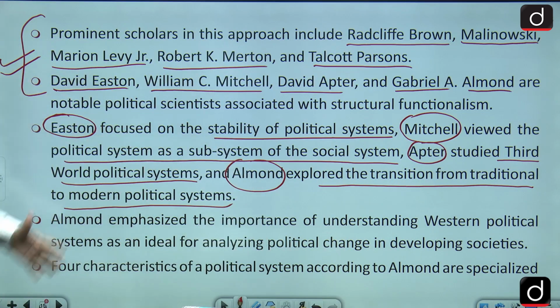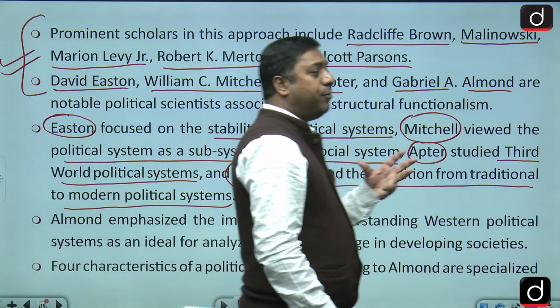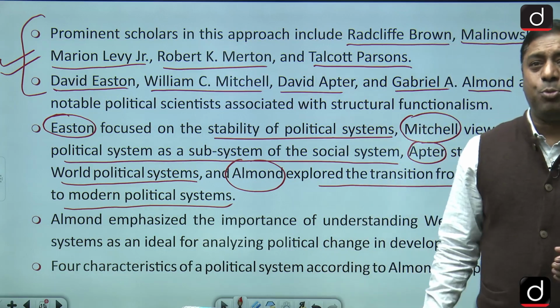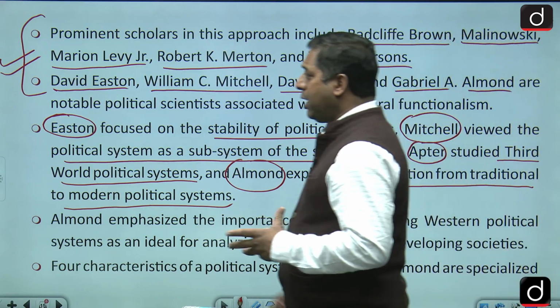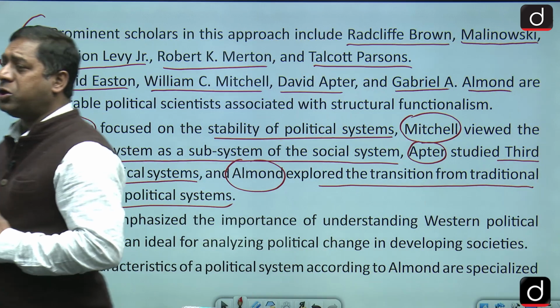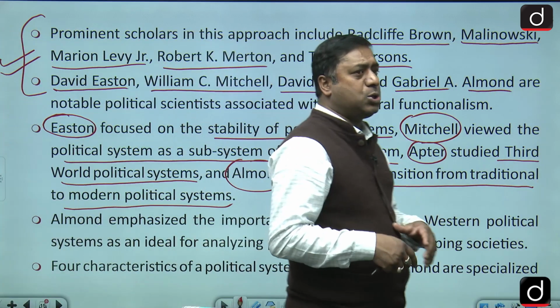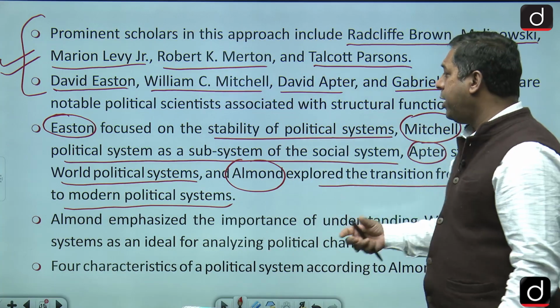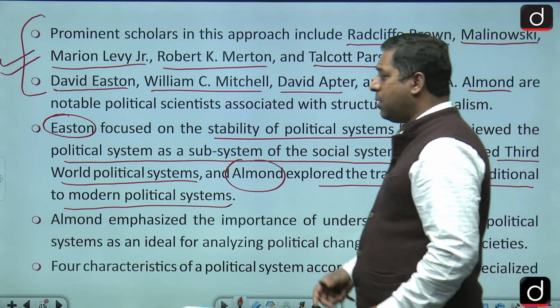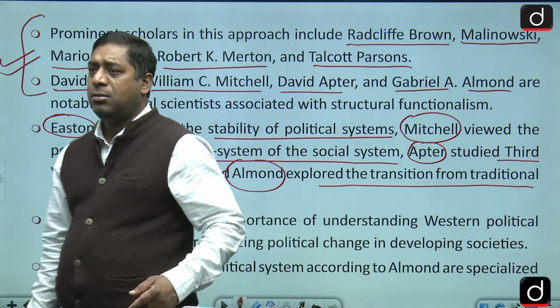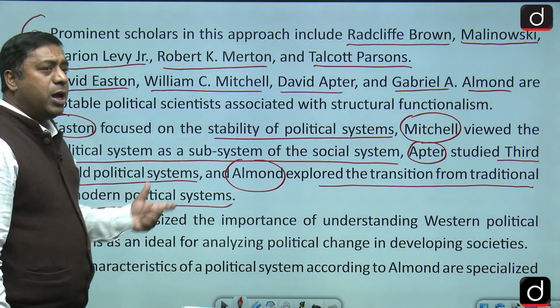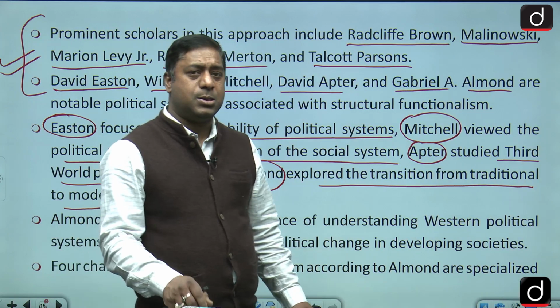Please, you have to know all this. This is very important from the UGC NET point of view. When we are talking about structural functionalism and those scholars who were associated with it, what, according to them, was the political system? According to Easton, what was his focus? His focus was the stability of the political system.